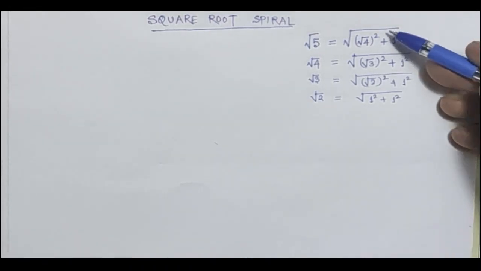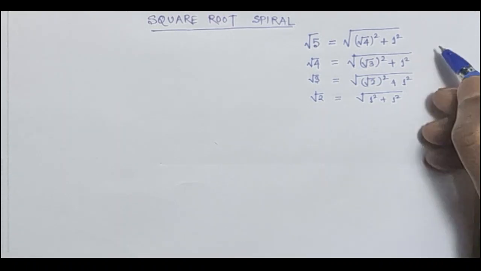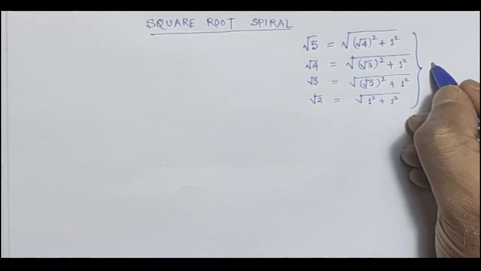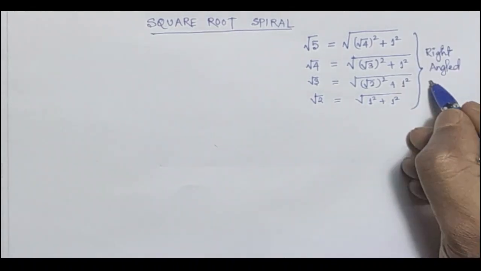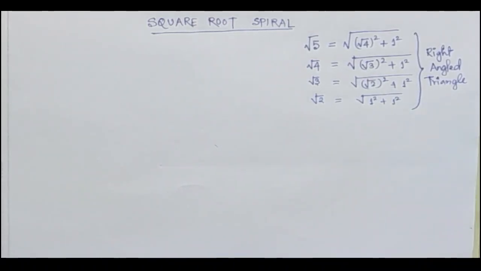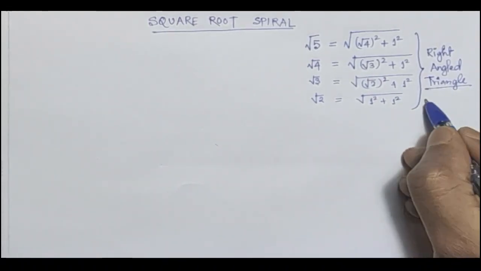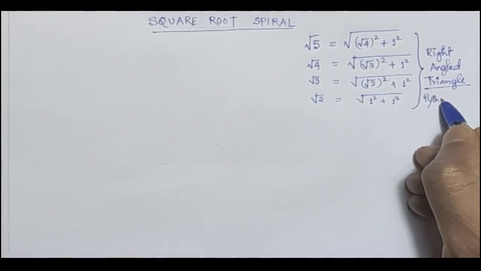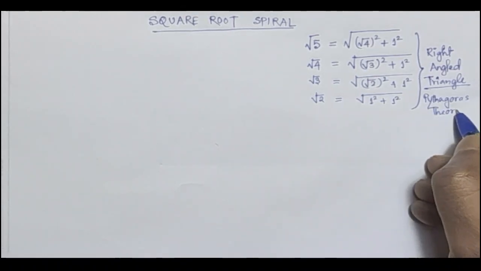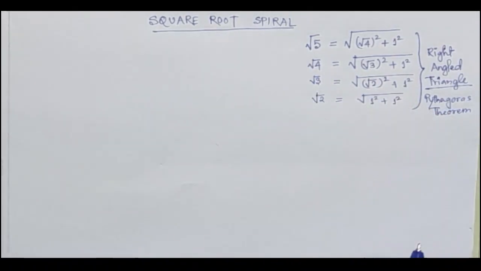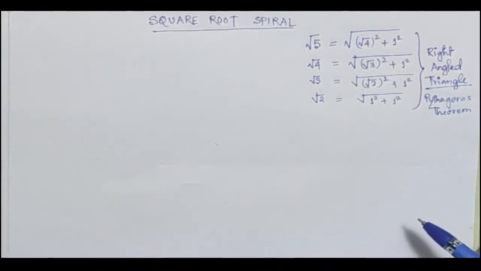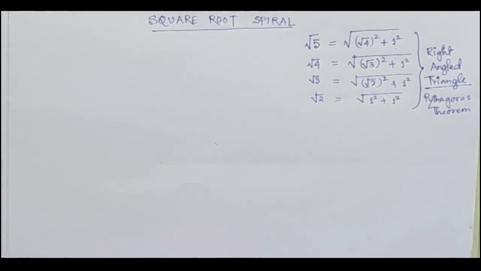And where do we get something like this? Something like this is easily achieved for a right angled triangle when we use the Pythagoras theorem, right? The left hand side becomes the hypotenuse, and inside the square root these values are the base and the perpendicular. So we are going to draw the square root of 5.